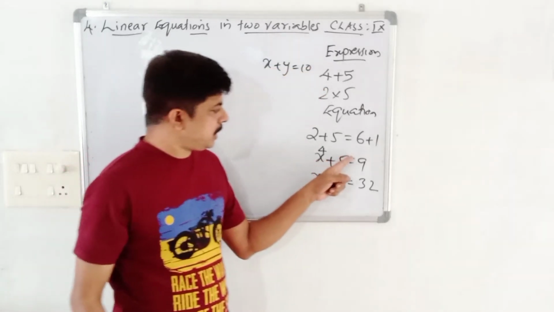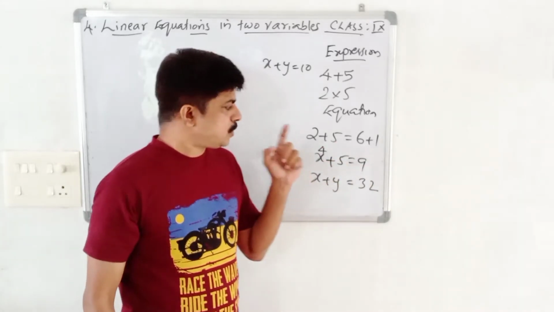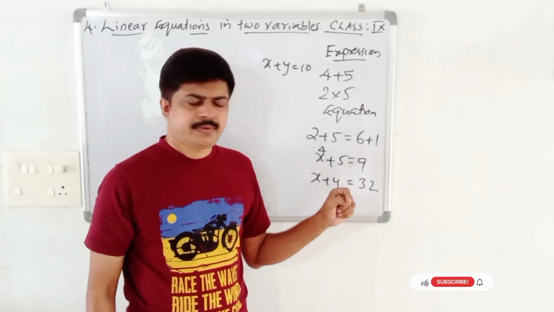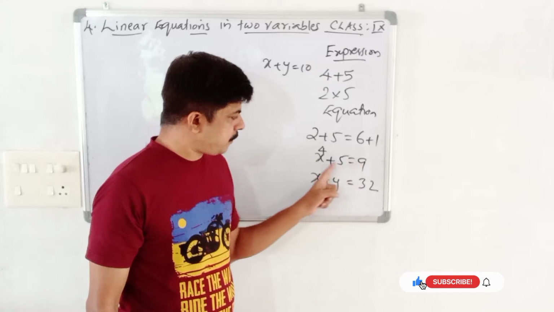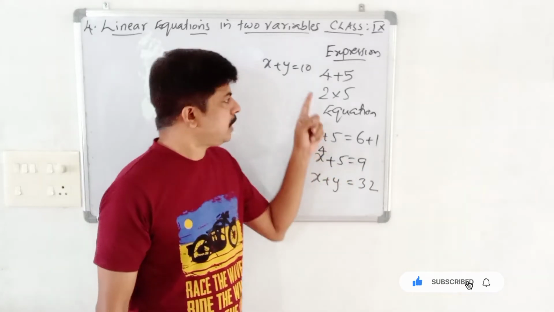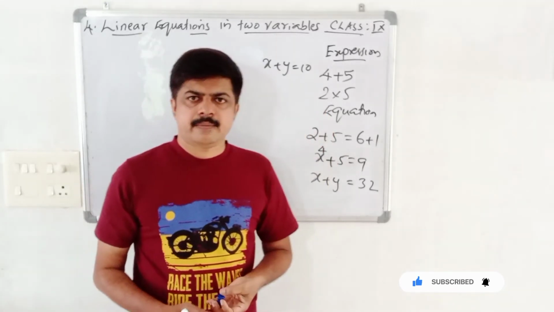We already discussed the solution of the linear equation in one variable. Solution means assignment of a value to the variable to make the equation true. Here we have already discussed one variable: 4 plus 5 is equal to 9. Therefore, a linear equation in one variable has one and only one solution, whereas a linear equation in two variables has infinite solutions. x plus y is equal to 10.